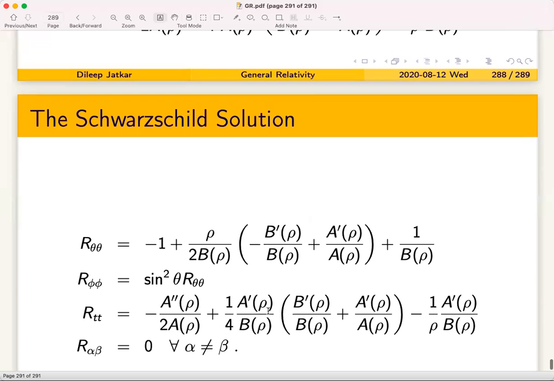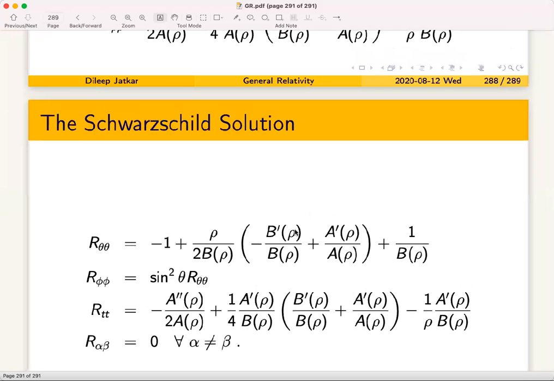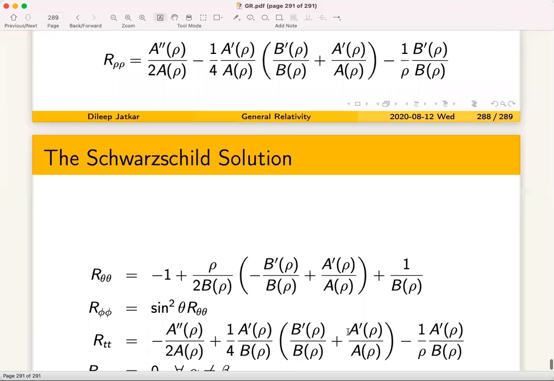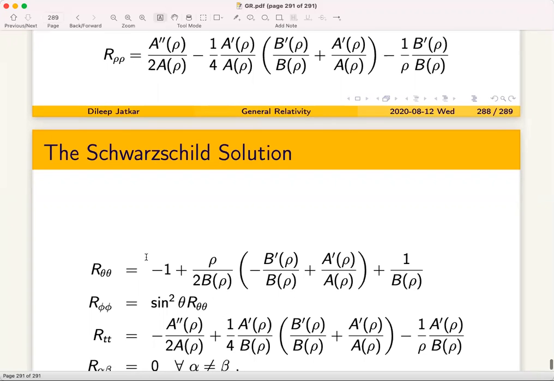Let me just shrink it a little so that you can see both of them simultaneously. And so you see R_tt takes a form something like this. You can see that these expressions are pretty similar, except for some sign factors at various places. What can be done is to take linear combinations of some of these equations to simplify the expressions and obtain solutions for both A and B. We of course have a sufficient number of equations to determine two functions, so in principle it should be possible to solve.